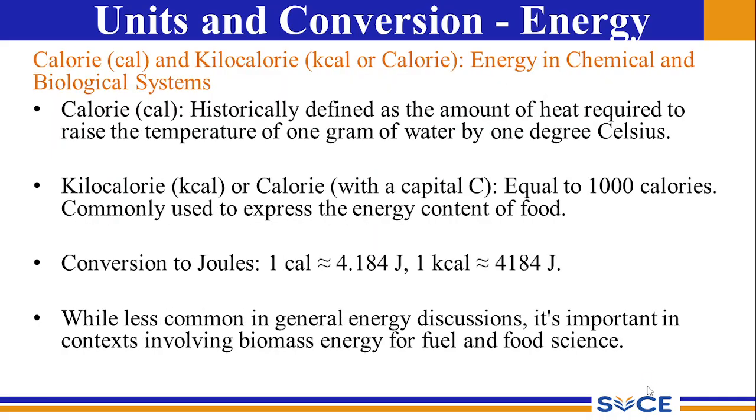Next one is calorie, also kilocalorie. Historically, it is defined as the amount of heat required to raise the temperature of 1 gram of water by 1 degree Celsius. So here you can see all the units are SI units: 1 gram of water by 1 degree Celsius. So 1000 calories is also called 1 kilocalorie, and it is commonly used to express the energy content of foods. It's all related with energy, food products.